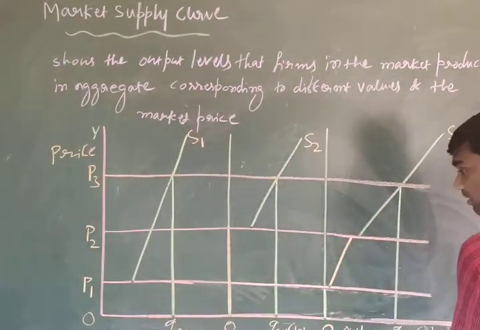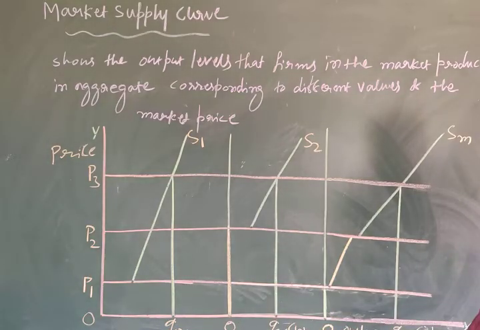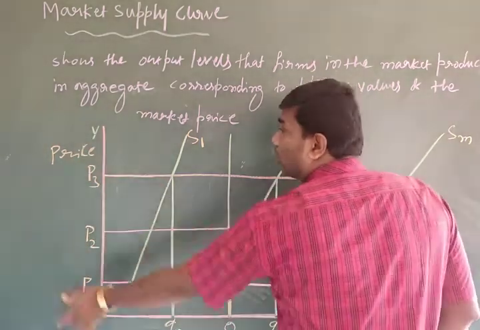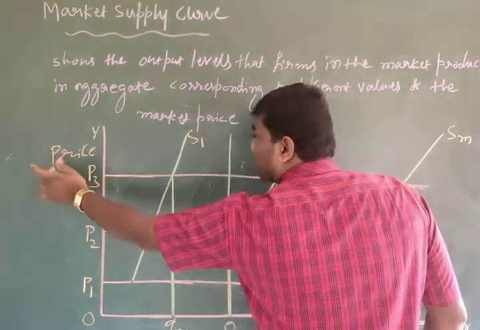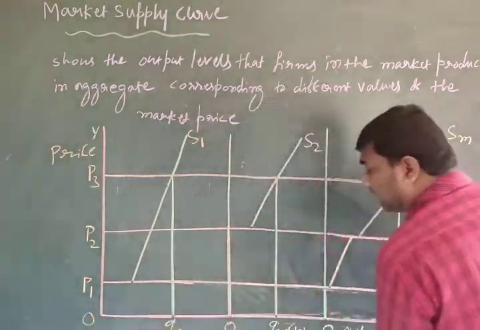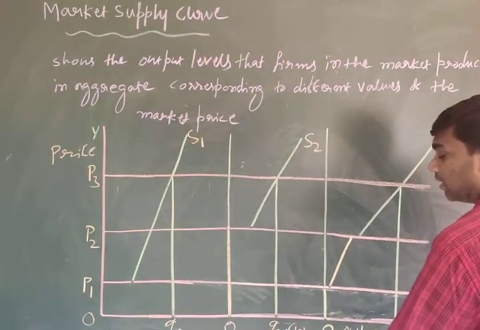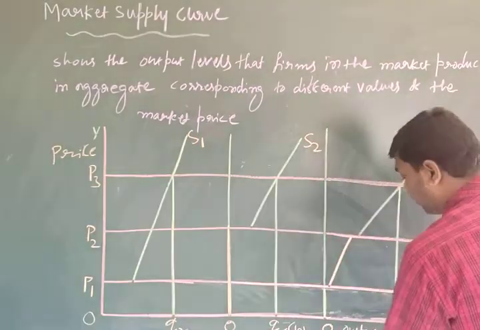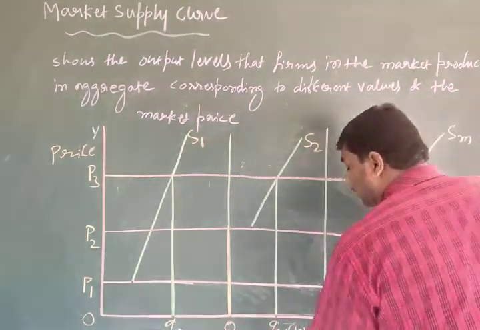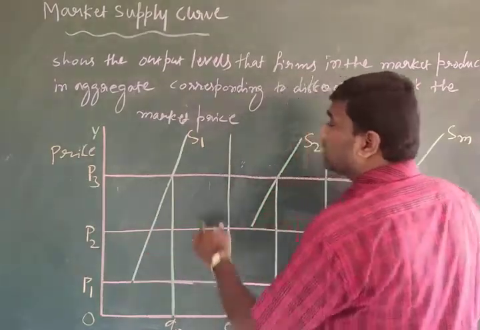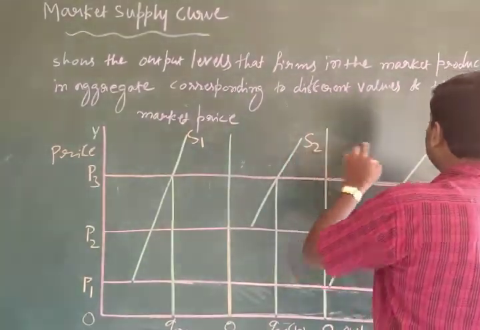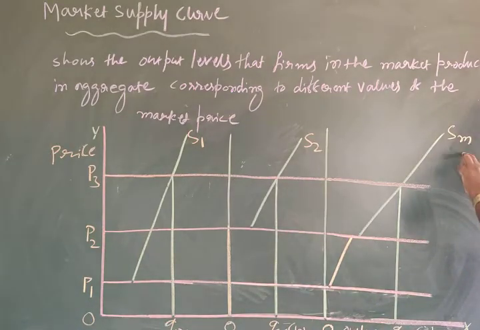This is OX. On the OX axis we mention the quantity of output. This is OY, the price line. On the OY axis, which is vertical, we measure the price. On the horizontal line, OX, we measure the quantity, that is Q3, Q4, Q5. Here the prices are P1, P2, P3. So these are the supply curves: S1, S2, SM. SM is the market supply curve.